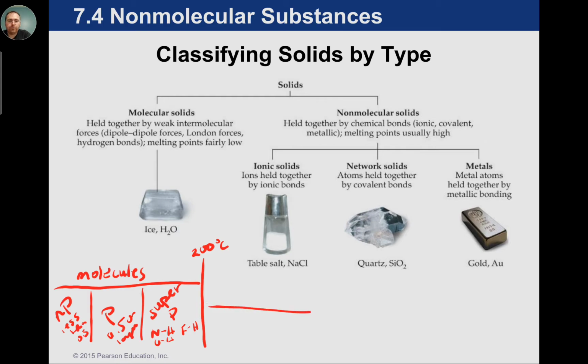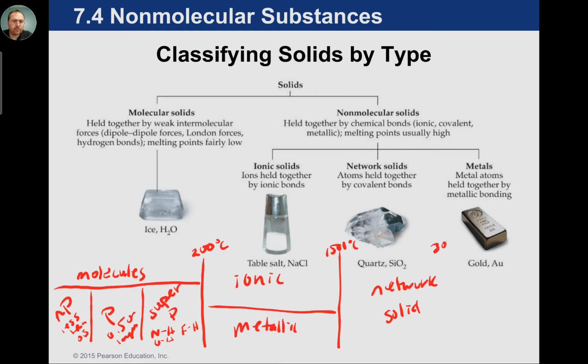Beyond that, we really have two categories, and that's ionic and metallic. And that'll get you to about 1500 degrees. Then you're going to have network solids like the diamond and like the graphite and quartz that are going to go to 3000 plus.